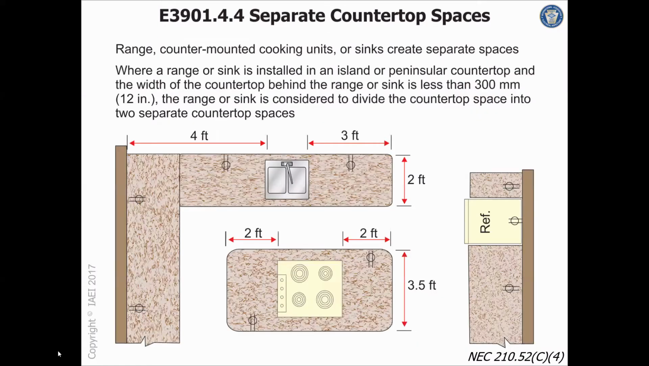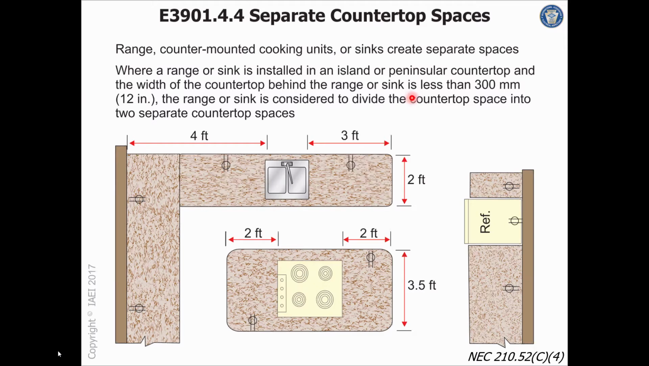We talked about this one where, you know, I take my measurement and I come up with 12 and 24 or greater, need one receptacle. But if I put something out here in the middle that has the ability to break up the counter space, then what I've actually done is now created 2 separate spaces. And if I come up with 24 or greater, 12 or greater here, 24 or greater, 12 or greater here, then I'm going to need a receptacle here and a receptacle here to satisfy this requirement.